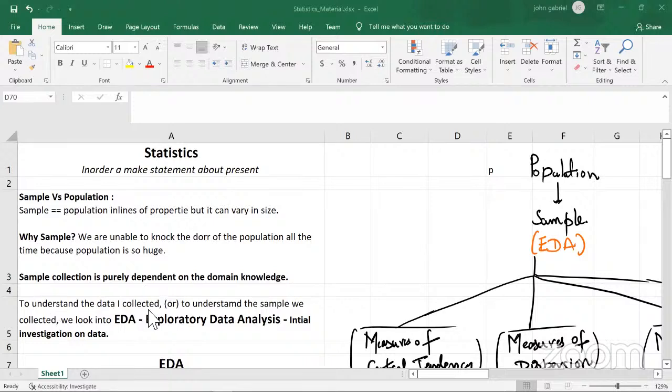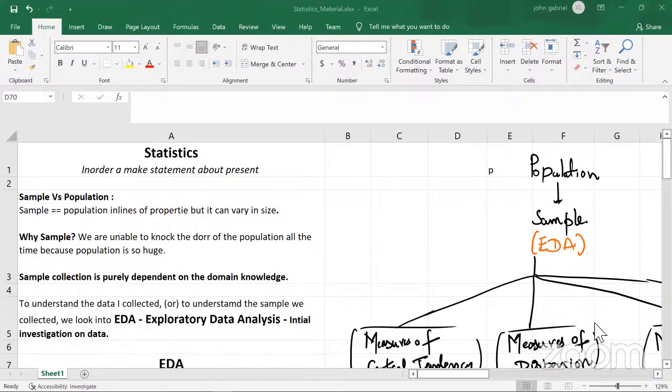So to understand the data that I've collected, let's say even if we think about the ice cream example we have just learned, we have collected data from 500 people. Now, to understand the sample that we have collected, we look into something called EDA, exploratory data analysis, the initial investigation. We have already performed this by using the shape attribute and describe function, everything. We already learned about this. Now again, we are coming back and looking into the things.